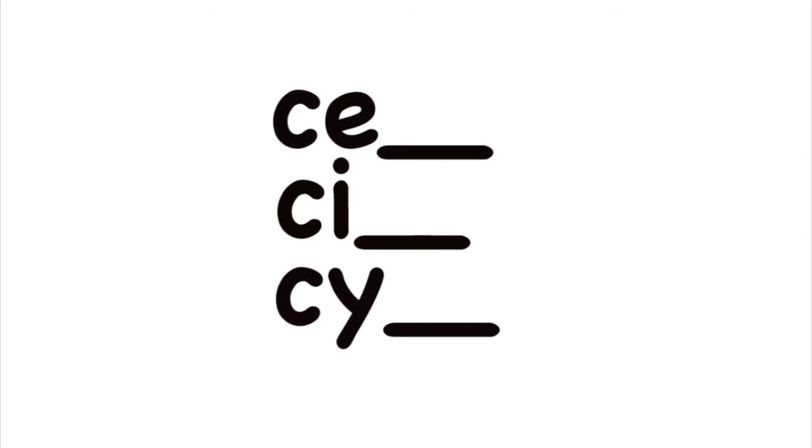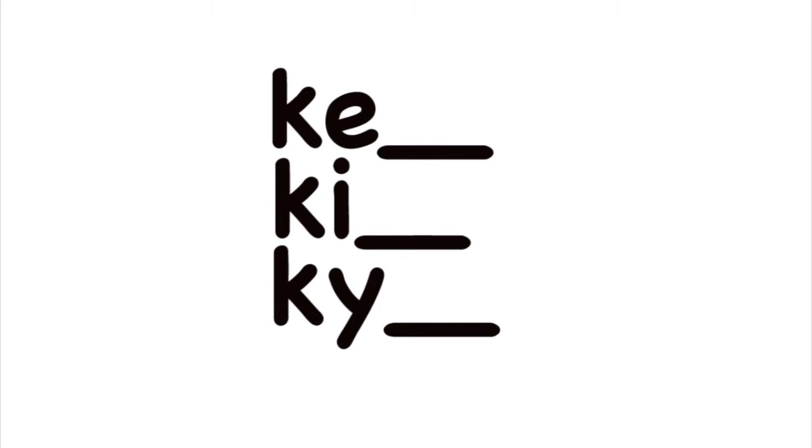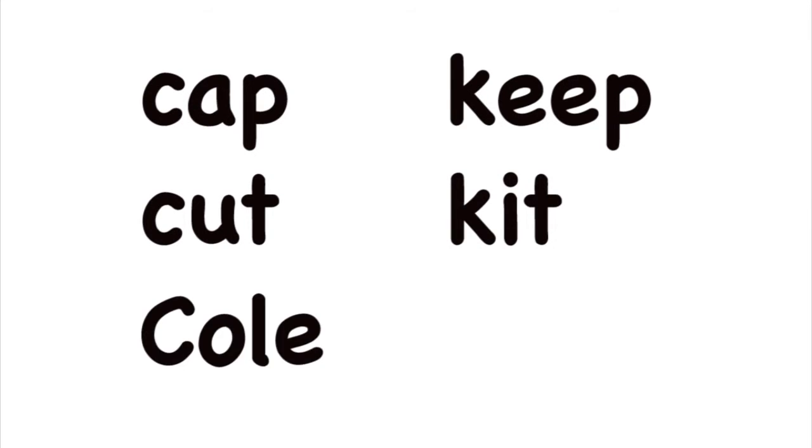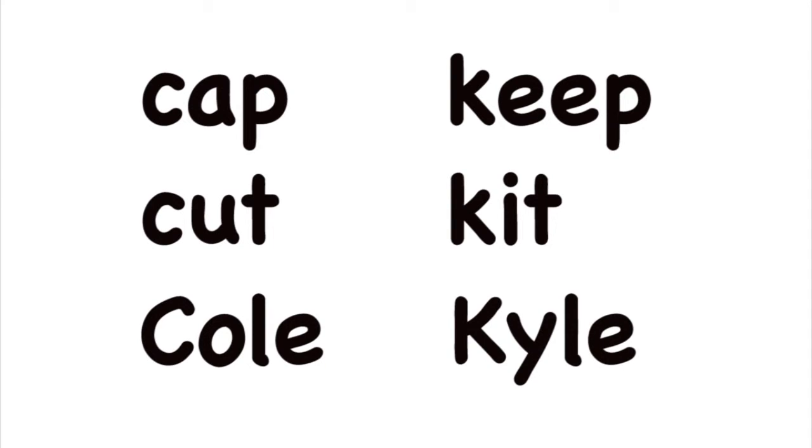At the beginning of words, or before the vowel in a syllable, we usually use the letter C to spell the sound K. But we can't use C if the next letter is E, I, or Y. Then we have to use the letter K. You can see this in cap versus keep, cut versus kit, and Cole versus Kyle, although names tend to be very unreliable examples for how words should be spelled in English.